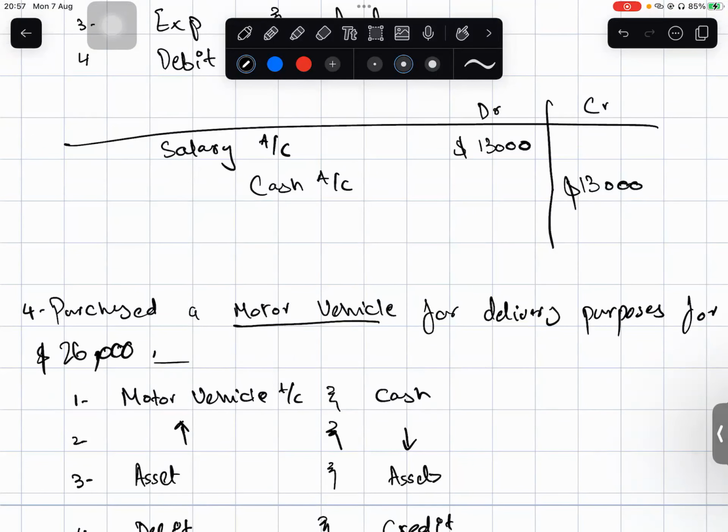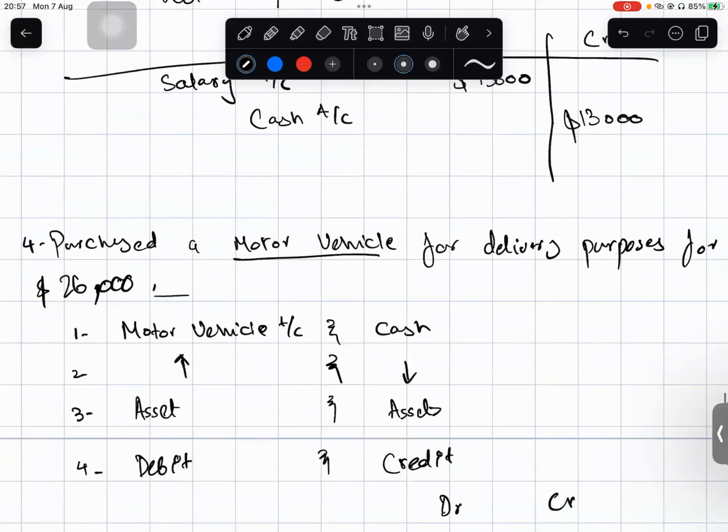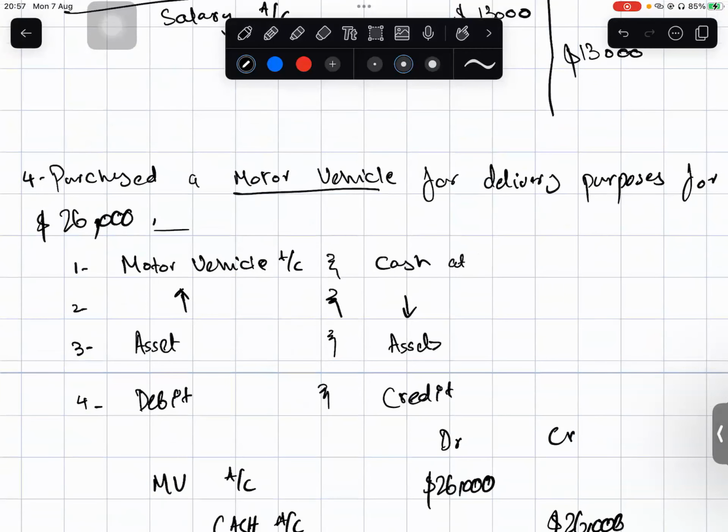They can end with, for example, purchase a motor vehicle for delivery purposes for $26,000. They can either write in cash, then you understand that you have to credit the cash in hand account. They can write nothing, then you still can credit the cash in hand account. Or what you can do is put a star in the question and write assuming that this is being done from cash in hand, or assuming that this is being done from cash at bank, and then you can credit the account that you have assumed, right?